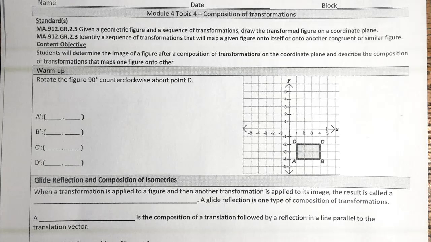So our warm-up for this topic, I'm going to ask you to pause right here. This goes back to topic 3, part 2. This is just another practice for that. We're rotating counterclockwise about point D. So I'm going to wait about 3 seconds to let you pause, try to work this problem, and then unpause, and we'll work it together.